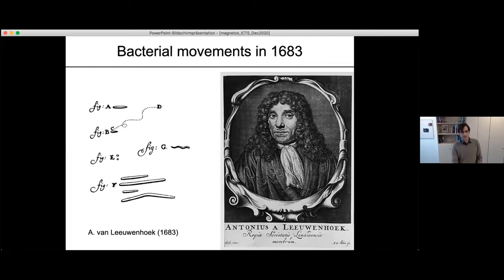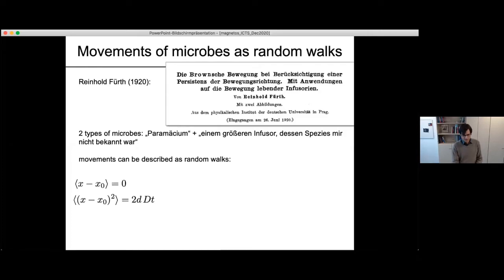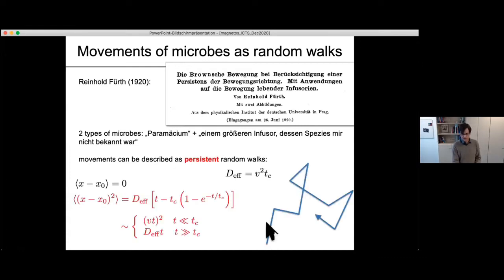Also, studying the motion of microorganisms theoretically has a long tradition. About 100 years ago, Reinhold Fürth argued that the motion of microorganisms can be described as a random walk. It's basically something like Brownian motion. What he wrote in his paper, the title is Brownian motion under consideration of a persistence of the direction of motion. And that was his main point, that the Brownian motion of microorganisms is not a simple random walk where you just get an average no displacement and a mean square displacement that increases linearly with time, but rather it is a persistent random walk, which means something like this. They go straight for some time, but on long times, they do change their direction very often, so that on long times their motion is randomized.